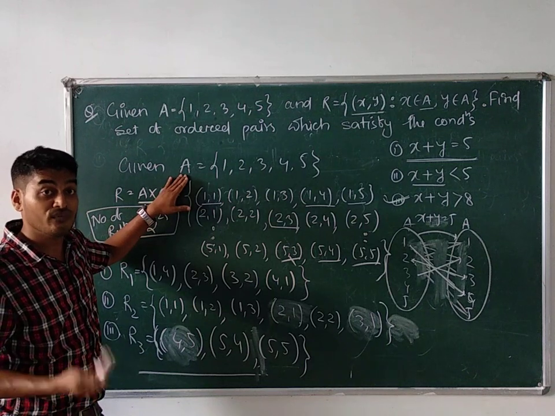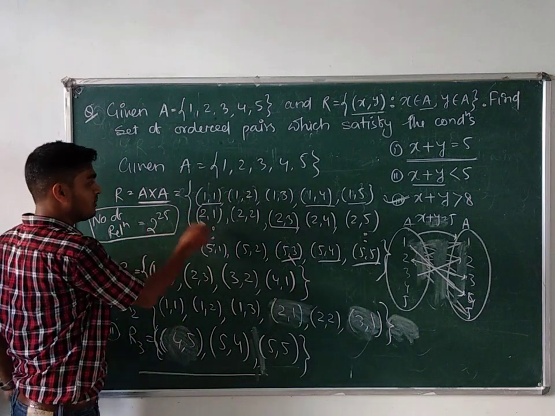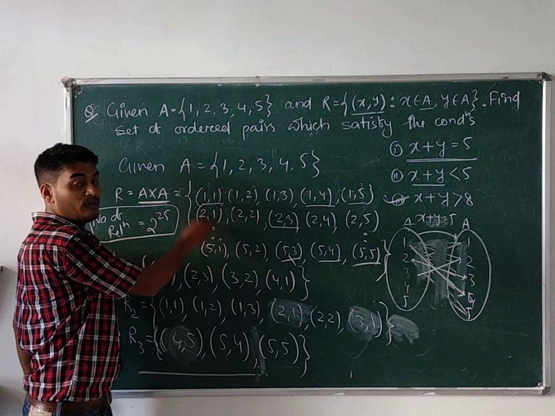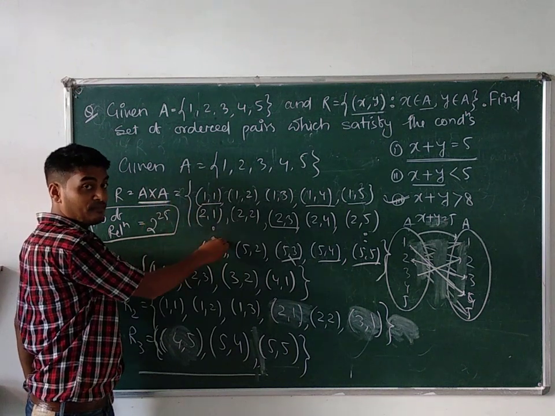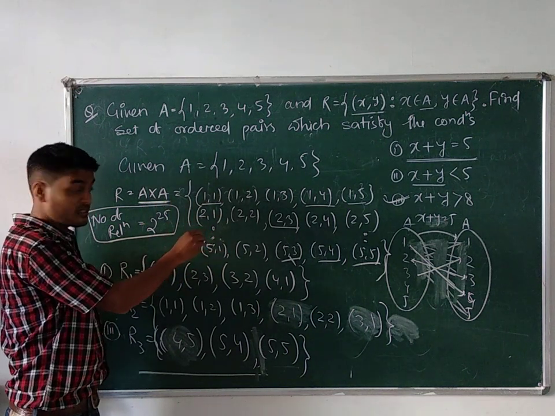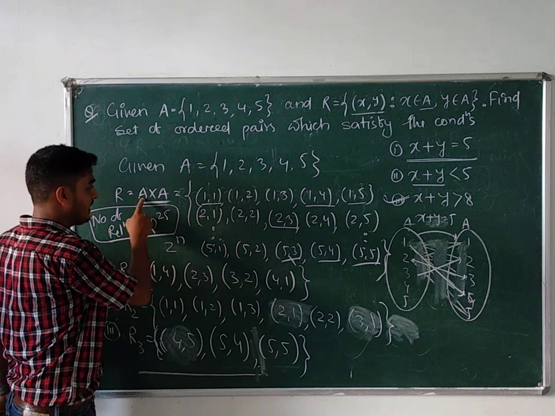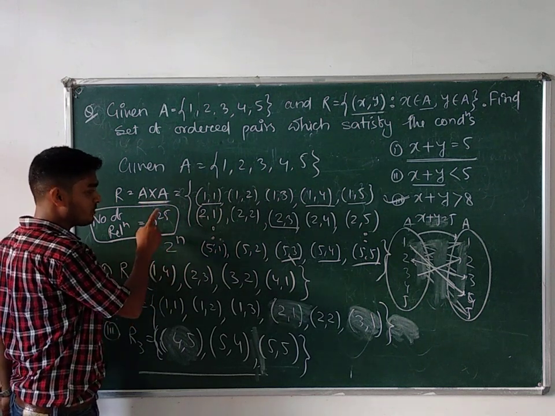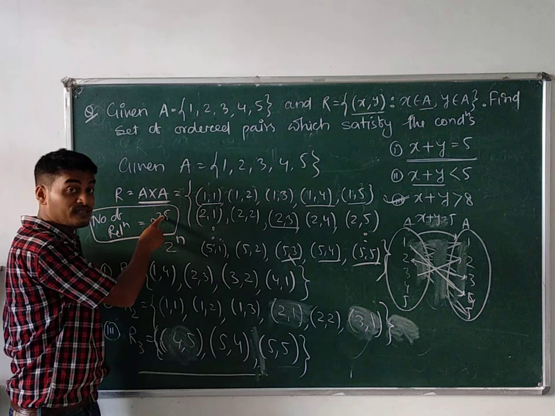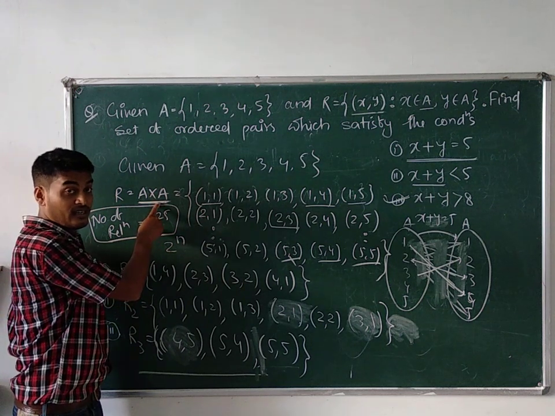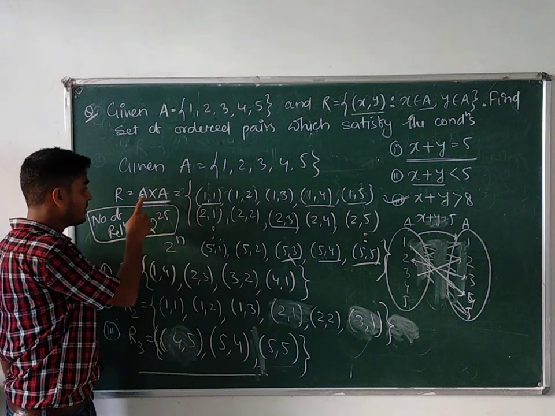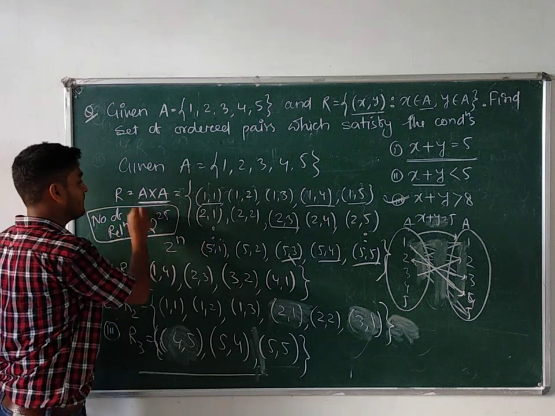First of all, we should define A cross A. So A cross A contains how many elements? 25 elements. As A cross A contains 25 elements, how many subsets will there be? What is the formula? 2 to the power n formula. A cross A has 25 elements, so the formula gives 2 to the power 25. 2 to the power 25 subsets A cross A has, and subsets of A cross A are relations. So A cross A has 2 to the power 25 relations.